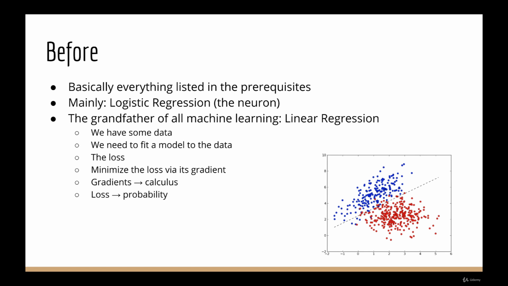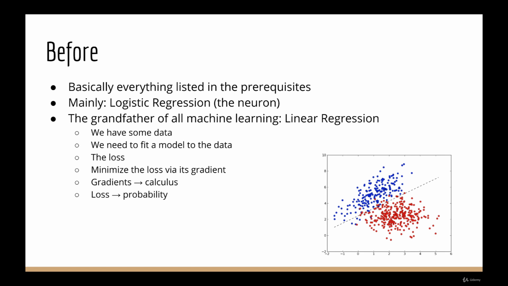This is really important because in order to build neural networks, we first have to know how to build a single neuron. A neural network is just a bunch of neurons connected together. But before neurons, it's helpful to learn about something even simpler, which is what I like to think of as the grandfather of all machine learning models, linear regression.